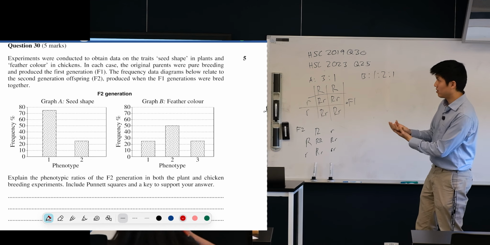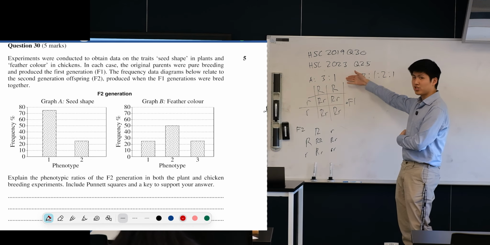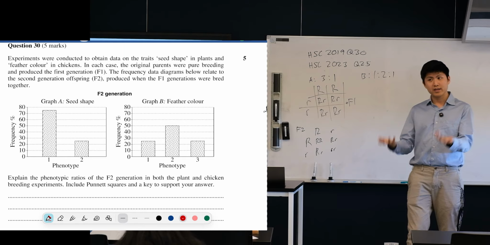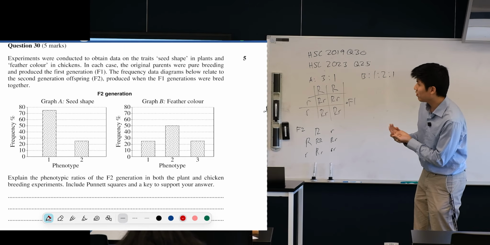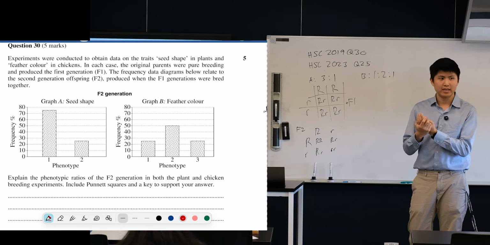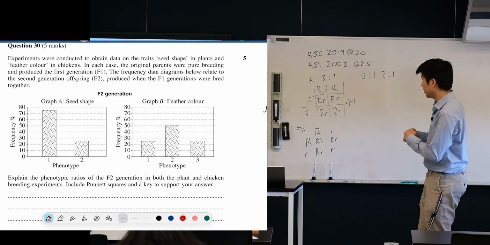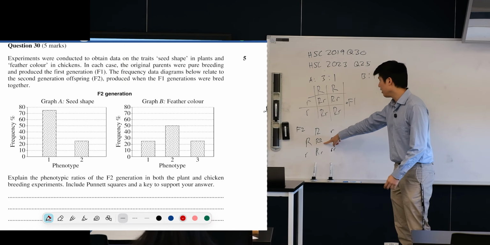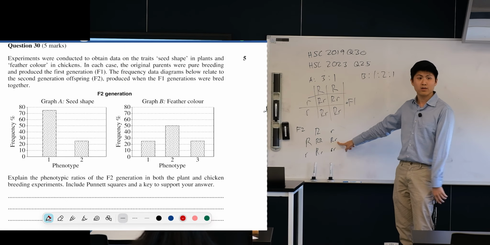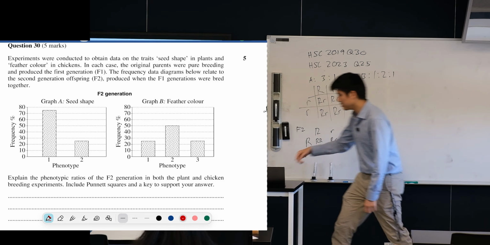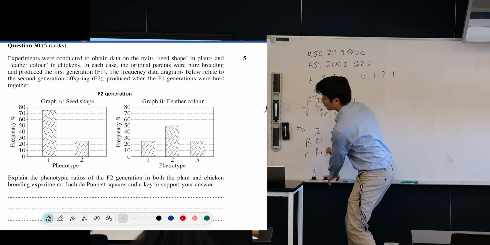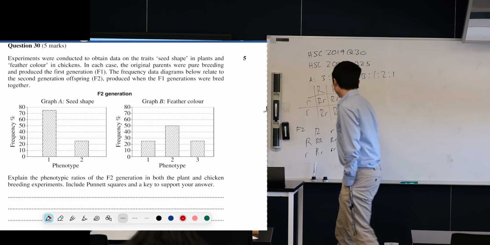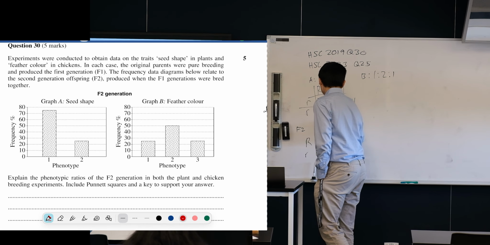Or can be 3 to 1, which will match my seed shape because 3 of these have a capital R. So I'm going to assume that the pattern of inheritance in this case is a simple monohybrid complete dominant situation, where the capital R will fully express itself over the recessive. So that is one pattern, that's for graph A on seed shape. I'll just write complete dominance.